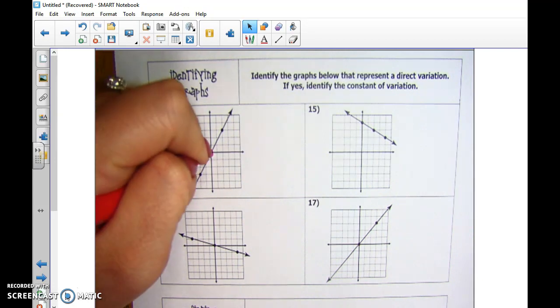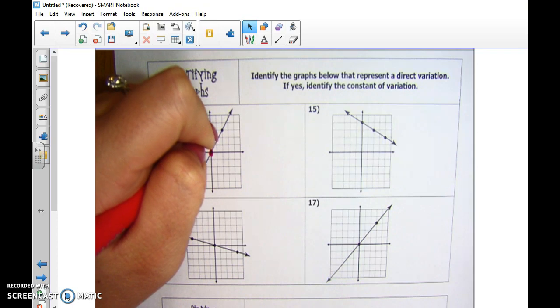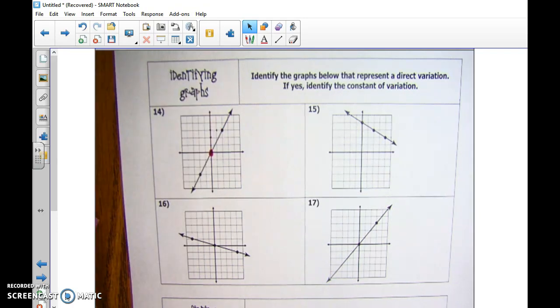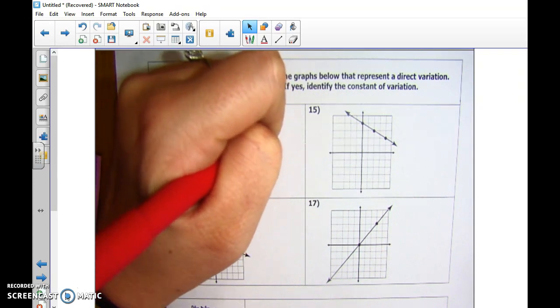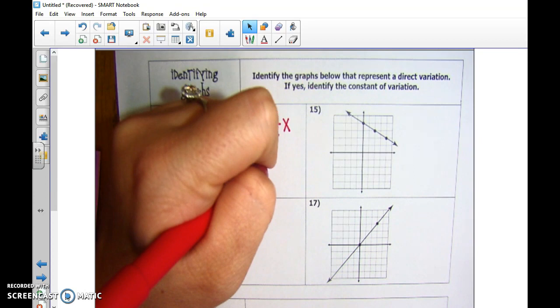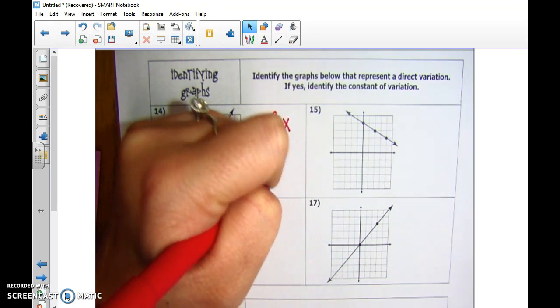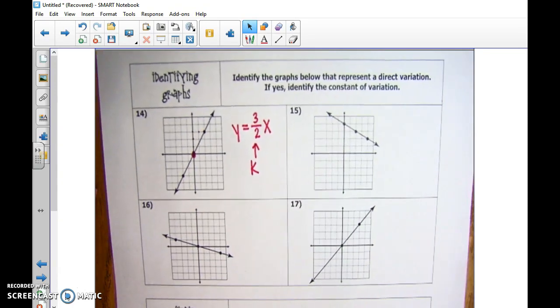So if I start here, I'm going to go up 3 and I'm going to go over 2. So I can say y equals 3 over 2 x, and I know that my constant is going to be 3 over 2. All right, so number 15.